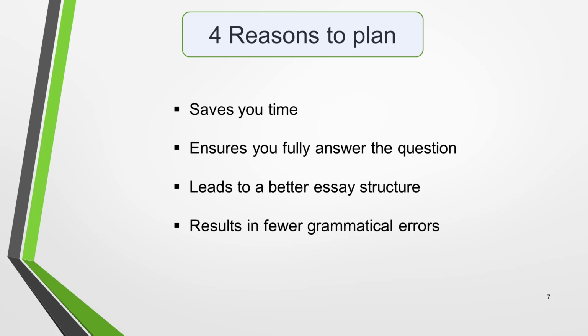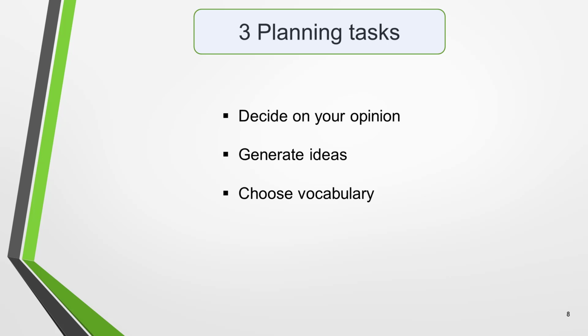So now that you understand why you must plan your Task 2 essay, we're going to look at how to plan it. There are 3 important things to do in the planning stage. Decide on your opinion, generate ideas, and choose some vocabulary to use. Normally, you'd begin by analysing the question, but the one we're going to use today is quite straightforward and easy to understand, so we don't need to spend time analysing it.